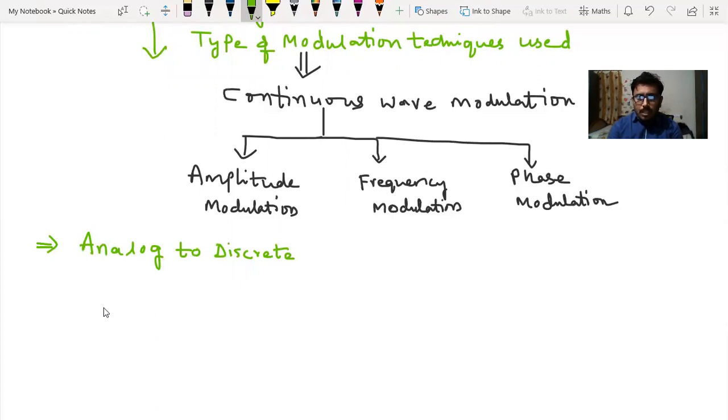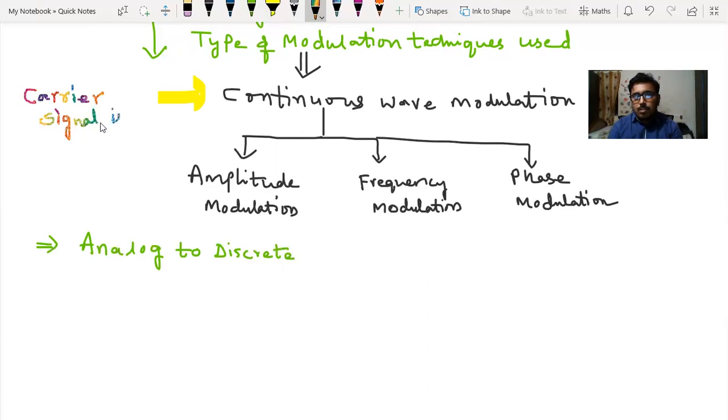So what does continuous wave modulation represent? This is the meaning of continuous wave modulation: the carrier signal is a continuous sine wave. That is the meaning of the carrier signal that we are using.